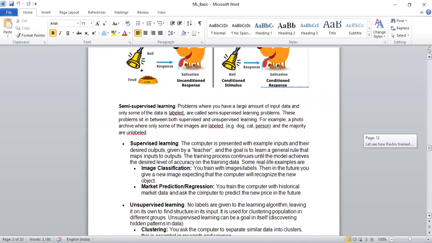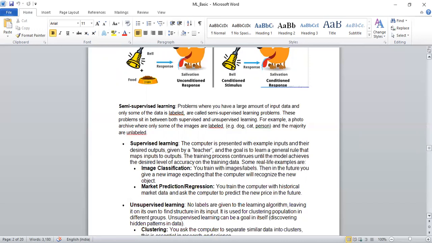Now, what is semi-supervised learning? Problems where you have a large amount of input data and only some of the data is labeled are called semi-supervised learning problems. These problems sit in between both supervised and unsupervised learning. For example, a photo archive where only some of the images are labeled, for example dog, cat, person, and the majority are unlabeled. So this is semi-supervised learning.